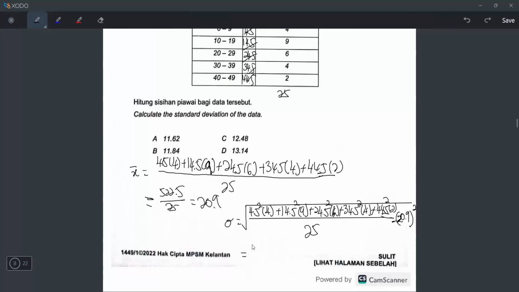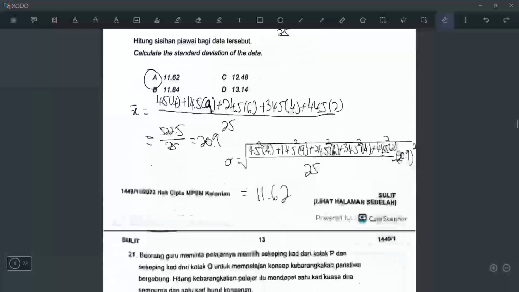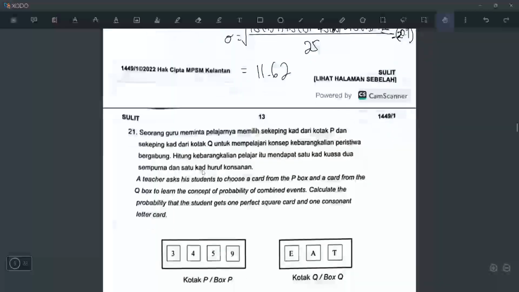Now let's press the calculator. First, I will press 4.5 square times 4 plus 14.5 square times 9 plus 24.5 square times 6 plus 34.5 square times 4 plus 44.5 square times 2 equals, answer divided by 25. I got 571.85 and then minus 20.9 square equals, square root of the answer. So 11.62. Okay, so that's the answer. Hopefully you pressed along with me just now. If you have trouble with this question, press together with me. When I press, you press together, then you won't press wrong.